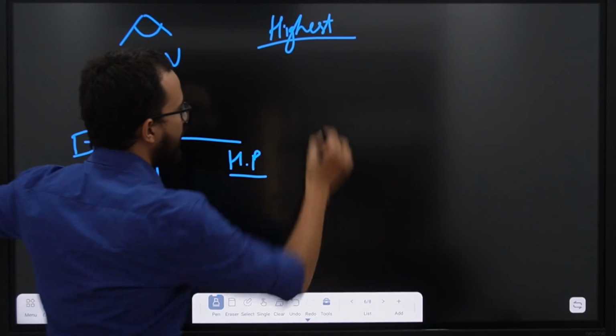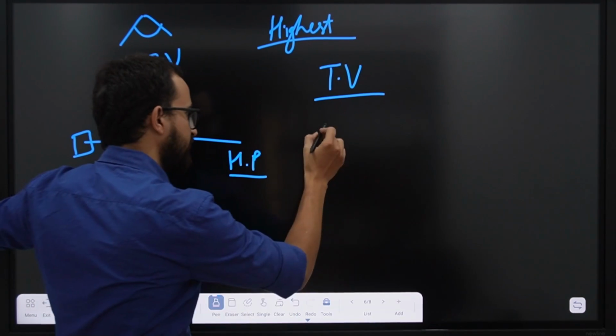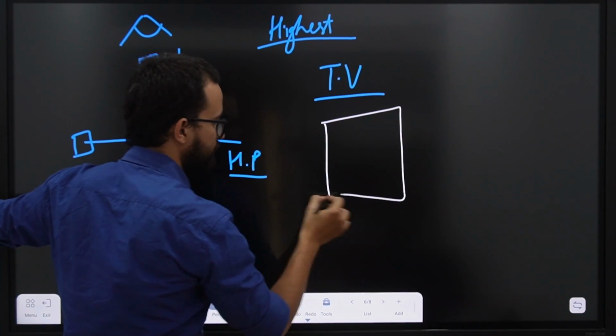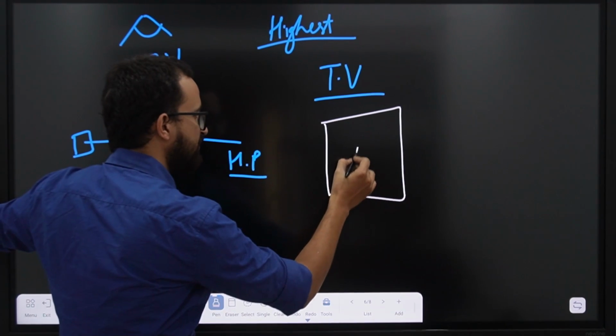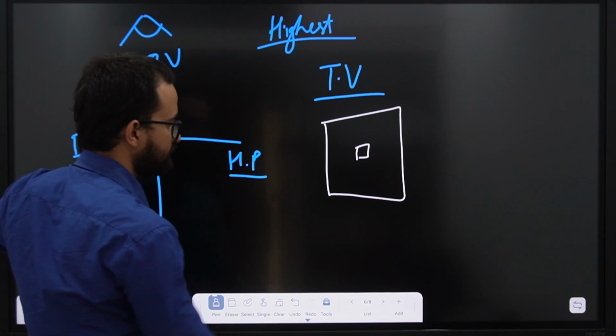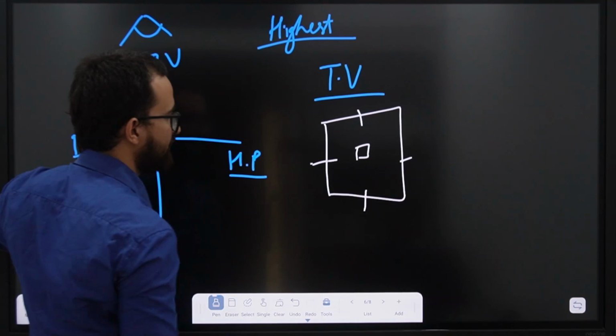Okay, now if I look at this object from the top and I draw the top view, how will this look? This will look like a square. Why will this look like a square? Because a square is the representation of a fourfold axis. Okay, all these are generated using this fourfold axis.